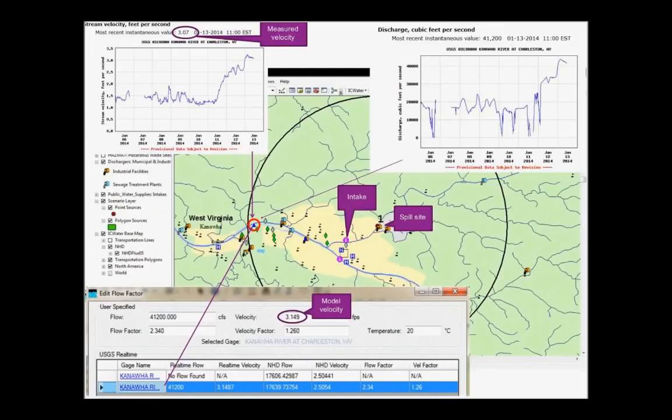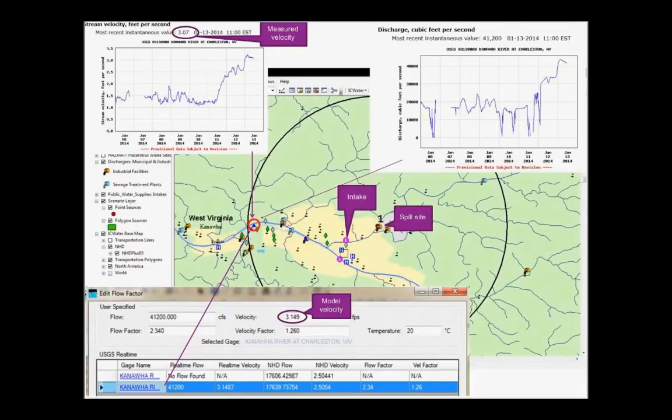So this is what the interface looks like for this particular area. You see a map of the NHD Plus, the spill site there, and then very closely downstream is the location of the intake. You notice a number of gauges, and the one gauge that's very close, just downstream of the intake, was one of the gauges that we use for the real-time flow data.